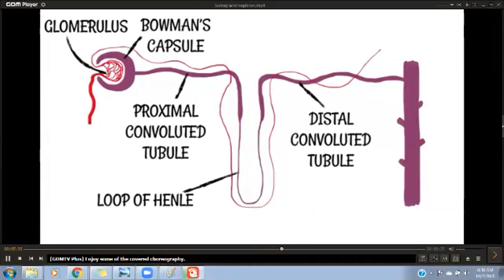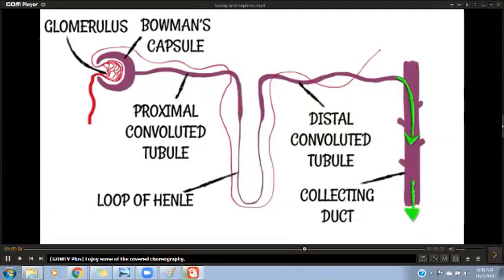The loop has two parts to it. There is the descending limb and the ascending limb. The descending limb being the part where the material falls down, and the ascending limb where it rises up. Next is the collecting duct, and this is where all of the material from the tubule is going to enter. From there it will go down until it eventually exits the kidney through the ureter, and it can then exit the body. I'm sure by now you've come to realise that the kidney function is actually quite complicated.